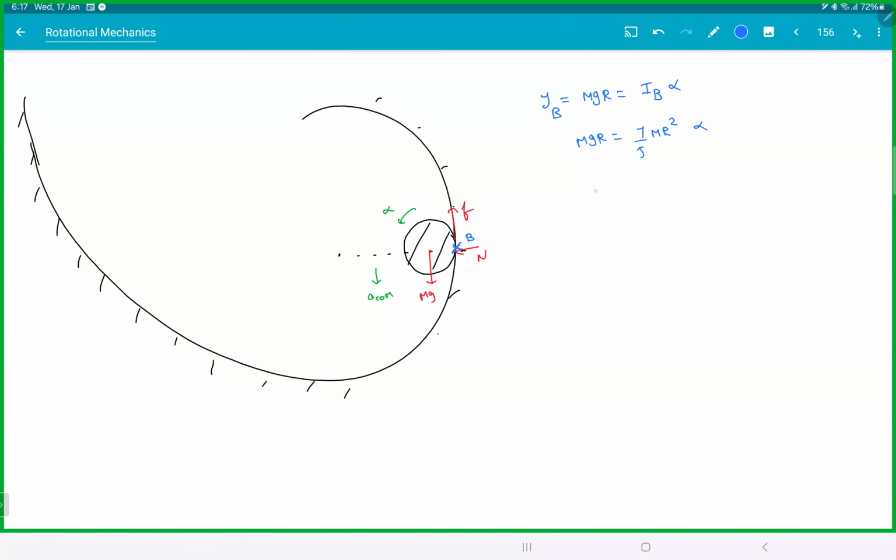Then from here we get alpha is 5g by 7r and a center of mass is 5g by 7. This is alpha, angular acceleration, and a center of mass. Clear?